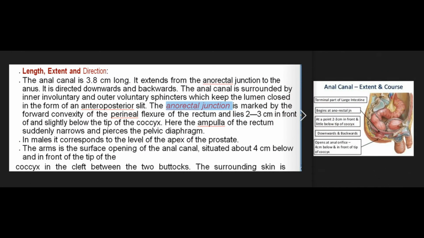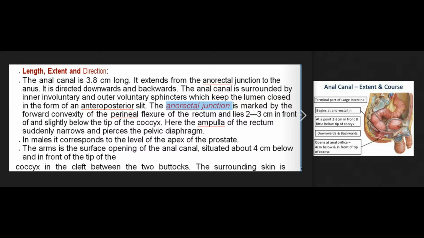Length, extent, and direction. The anal canal is 3.8 centimeters long. It extends from the anorectal junction to the anus. It is directed downwards and backwards. The anal canal is surrounded by inner involuntary and outer voluntary sphincters which keep the lumen closed in the form of an antero-posterior slit. The anorectal junction is marked by the forward convexity of the perineal flexure of the rectum and lies 2-3 cm in front of and slightly below the tip of the coccyx.